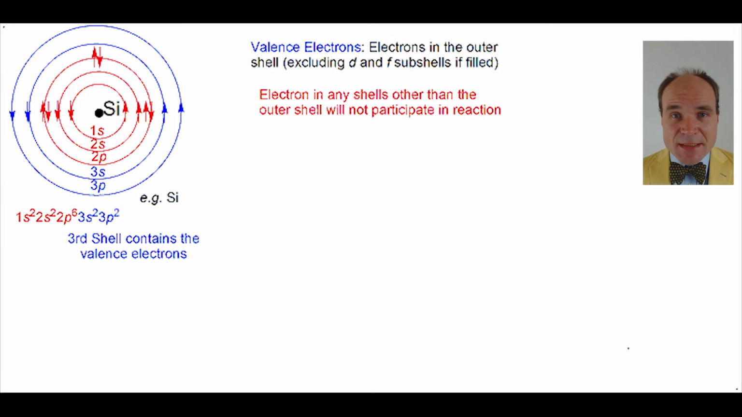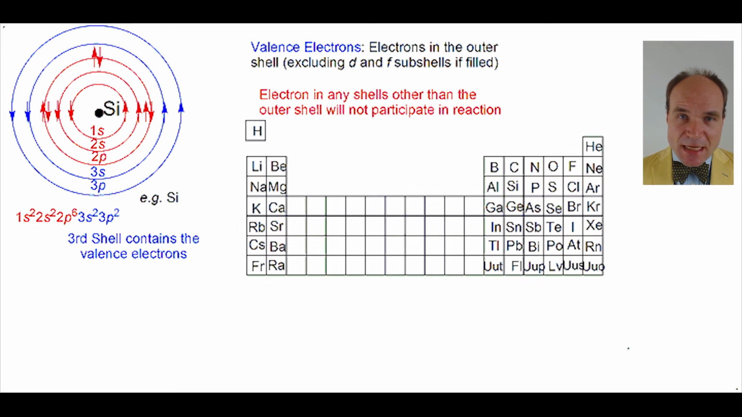We can be guided in determining the number of valence electrons by looking at the periodic table. Notice this is a very lazy periodic table. We have excluded the transition metals, and this is because they're generally not helpful to think about when calculating valence electrons. So let's have a look at group 1.